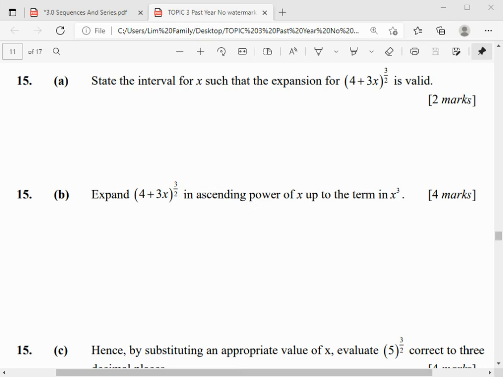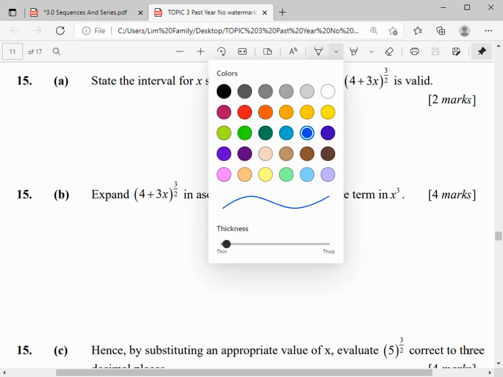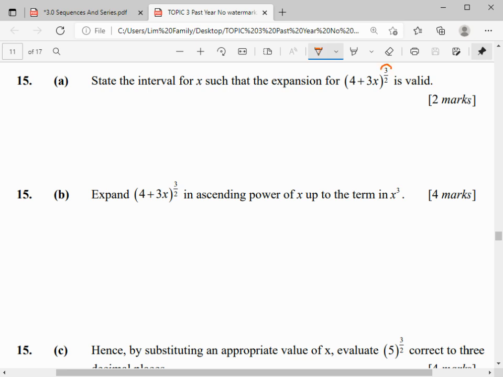Okay, so let us see question 15. When we see question 15, we want to expand something. So we see the powers first. Power is 3 over 2. It's not a positive integer, which means we're going to use formula type 2.